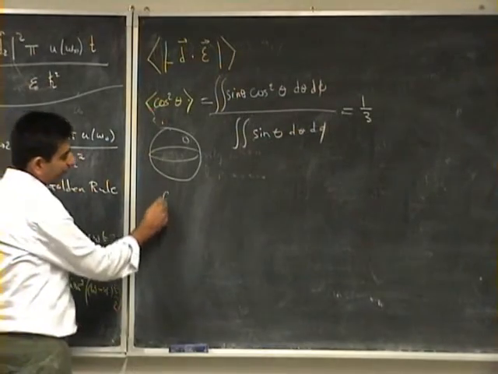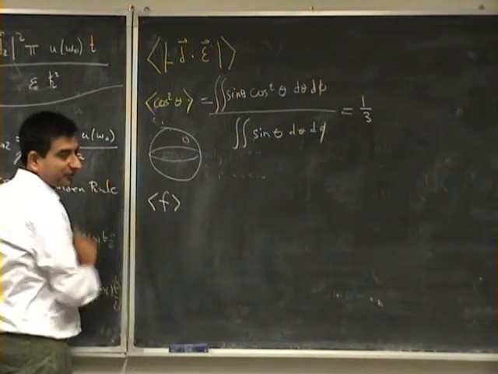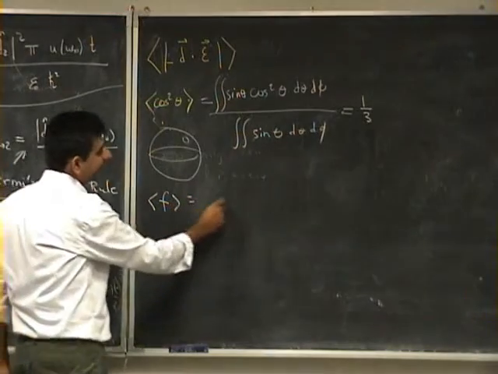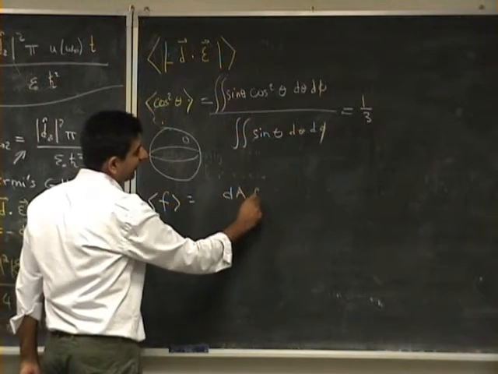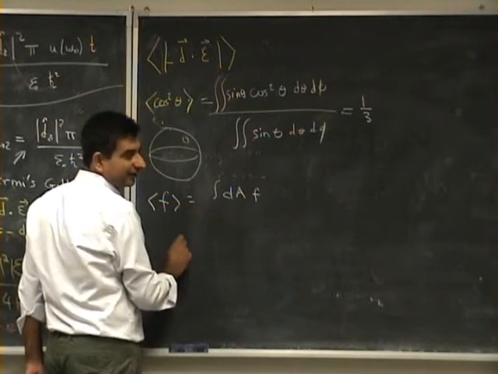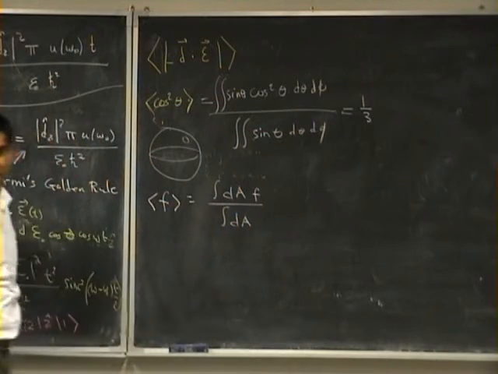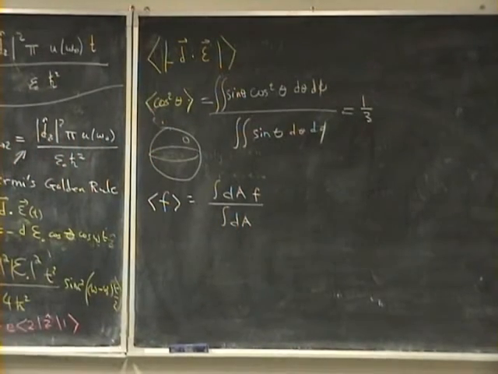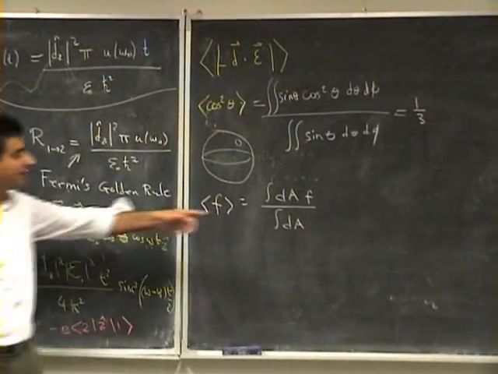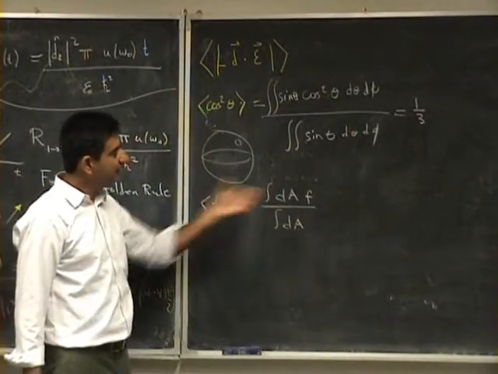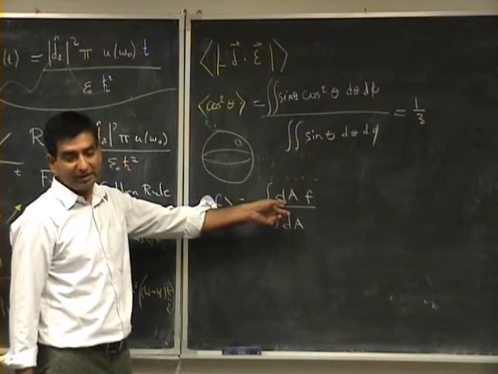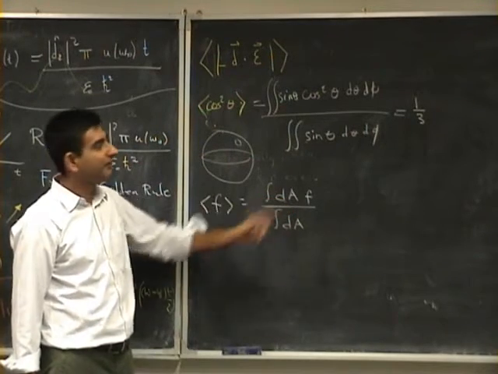If you want to find the average of f, how will you do it? You integrate f dA over the area, divided by the total area. That's what I mean. Okay, whenever you have to integrate over any area, you have to use the proper area element, the surface area element, okay?